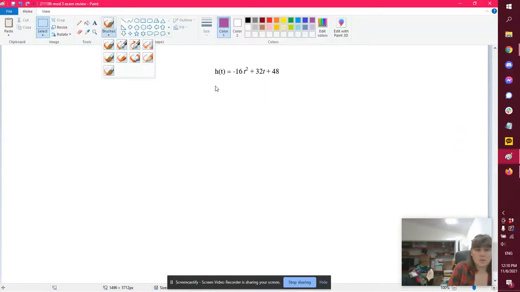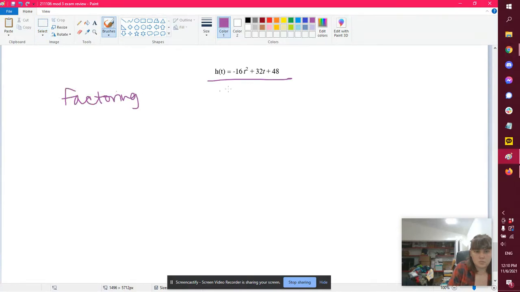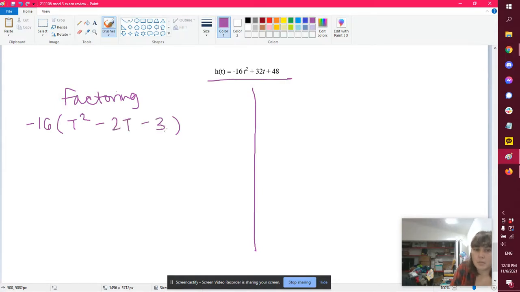If we want to solve this by factoring, the first step is factoring out a negative 16 from everything. So I'm dividing negative 16t squared by negative 16. I'm dividing 32t by negative 16. And I'm dividing 48 by negative 16. Then I can just factor. Give me 2 numbers multiplying to negative 3 and adding to negative 2, which means I've got negative 3 and 1.